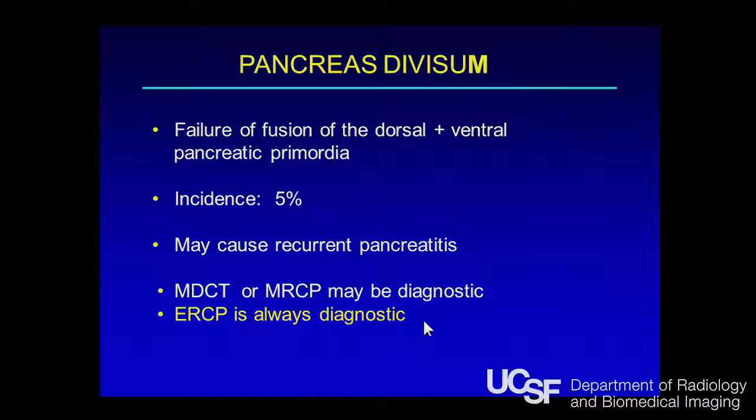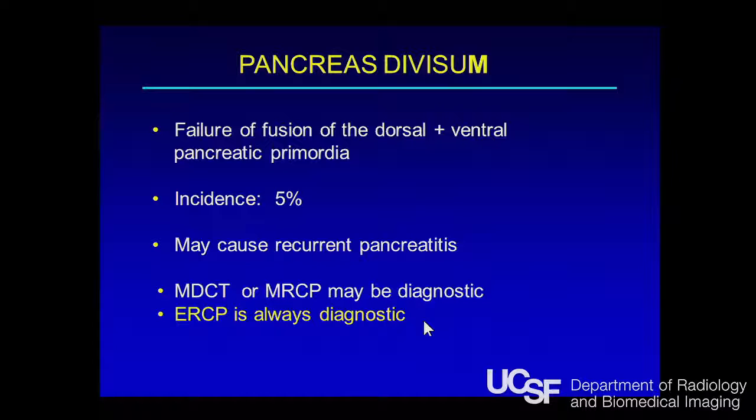All right, moving on to the two congenital anomalies to know about. The first is pancreas divisum, and this is where you have failure of fusion of the dorsal and ventral pancreatic buds. You can see low incidence, and this is a cause of recurrent pancreatitis. Now, when pancreatitis occurs in the setting of pancreas divisum, it typically involves the body and the tail and spares the head, and I'll show you why.